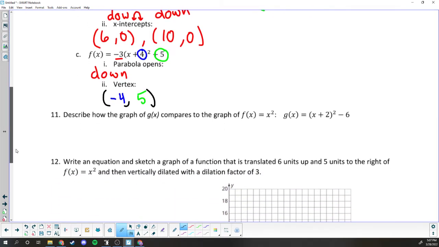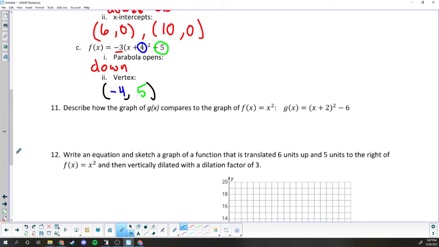Okay, number 11. We're so close. Describe how the graph of g of x compares to the graph of f of x equals x squared. What that means is, tell me the transformations from this one to this one. How did I transform? That's what they're asking. So I just need to look at the differences and see what they do in my equation.